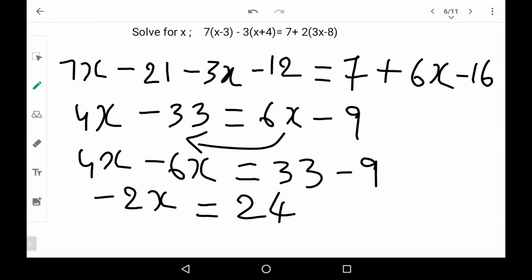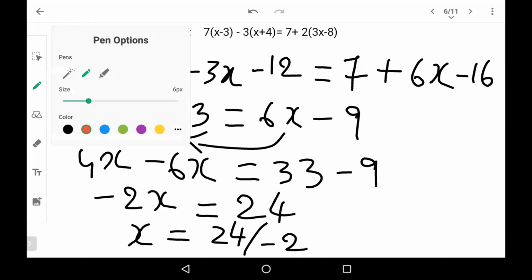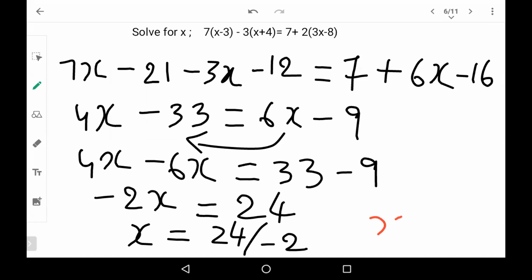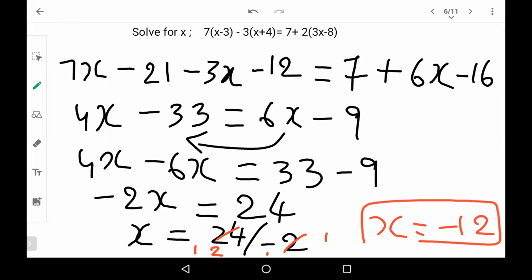Now, next, x is equal to 24 divided by minus 2. Okay, 24 divided by minus 2, which is nothing but my total value of x is going to be 12s. So since there is minus 2 here, I am supposed to take it as minus 12. So x is equal to minus 12. Everybody got the answer, minus 12? Anybody has doubts until here?